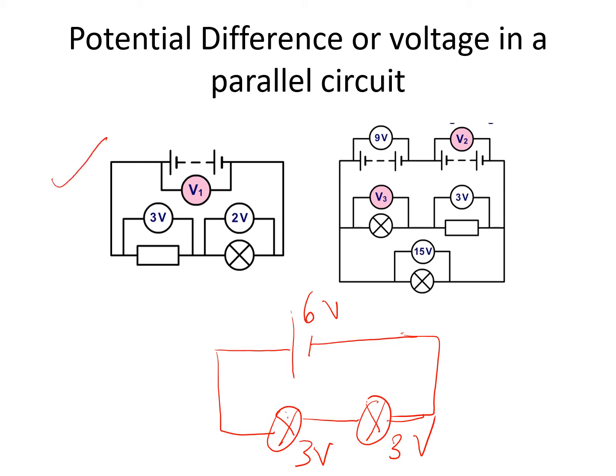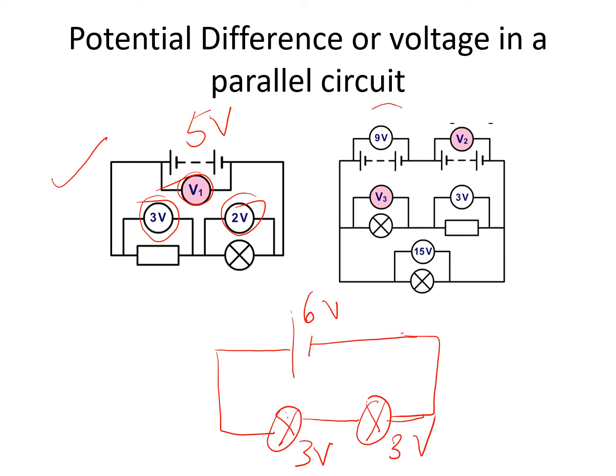So if we look at this example here, it says 3 volt is the voltage or the potential difference across the resistor. 2 volt is the voltage or potential difference across the bulb. So what is the main voltage or the total voltage? What happens in a series circuit? They add up. So 3 plus 2, the total voltage is 5 volt.